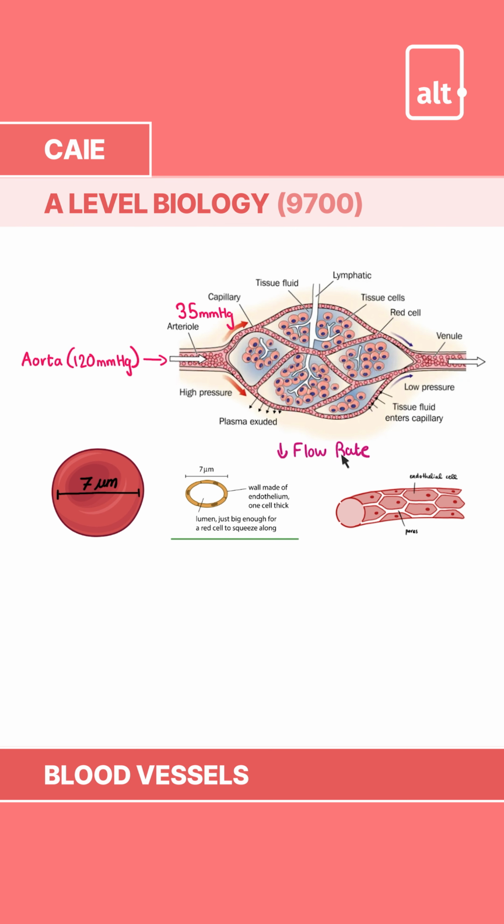This slower flow rate allows enough time for the exchange of substances to occur between the blood and the cells in the tissue. Remember, it's the capillary bed which is the main location where exchange of substances between the blood and the cells will occur, so it's really important that we have enough time for this to happen. By the time the blood gets across the capillary bed and reaches the other side, it's now at a pressure of around 10 millimeters of mercury. From here, as these capillaries leave the capillary bed, they will start to join together to form the venules.